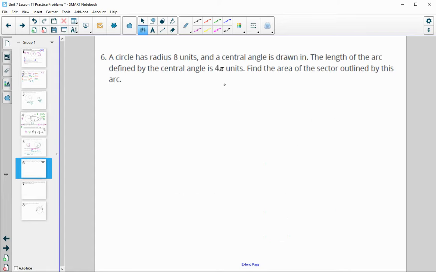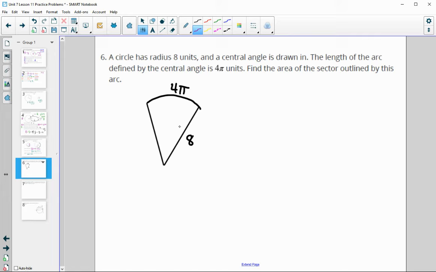A circle has a radius 8 units and a central angle is drawn in. The length of the arc defined by the central angle is 4 pi. Find the area of the sector. So let's just draw in a sector. It won't be drawn to scale because we don't know how big the central angle is, but I like to draw it anyways. And so this arc is 4 pi. The radius is 8. So let's go ahead and determine the area of this sector.